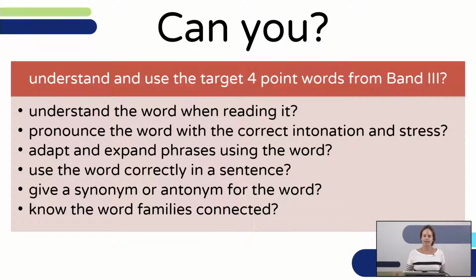So, can you understand and use the target four-point words from the Band 3 vocabulary list? The words that we're focusing on now are from the Band 3 vocabulary list. Can you understand the word when you read it? Can you pronounce the word with the correct intonation and stress? Can you adapt and expand phrases using the word? Can you use the word correctly in a sentence? Can you give a synonym or an antonym for the word? Do you know the word families that are connected to the word?